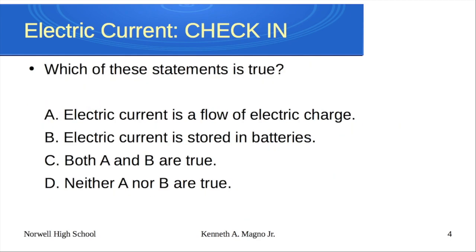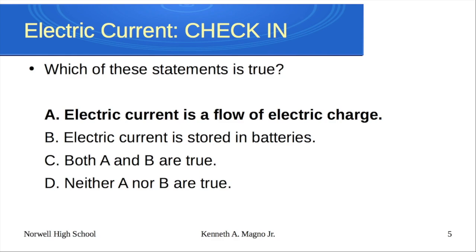So which of these statements will be true? A: Electric current is the flow of electric charge. B: Electric current is stored in batteries. C: Both A and B are true, or D: neither A nor B are true. And the correct answer is A. So electric current is a flow of electric charge. So it's the electric charges flowing with time.